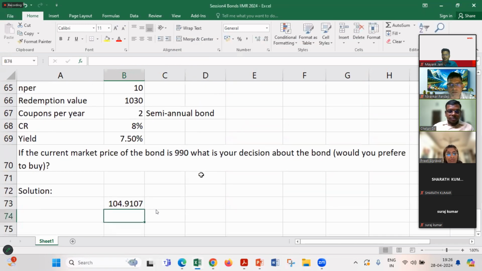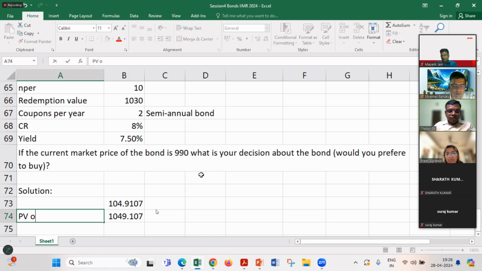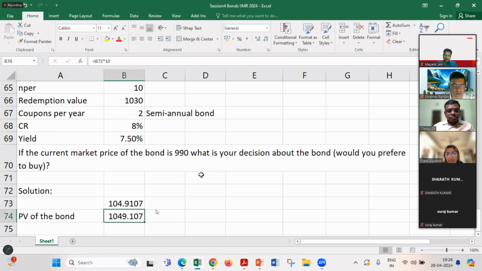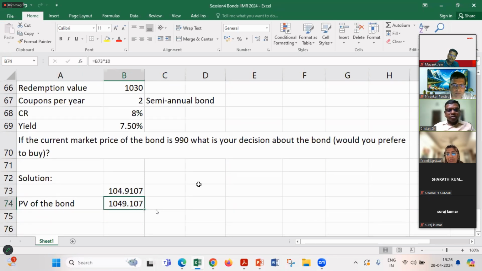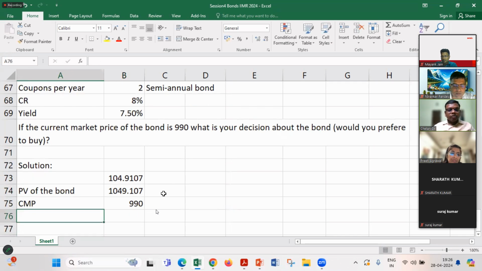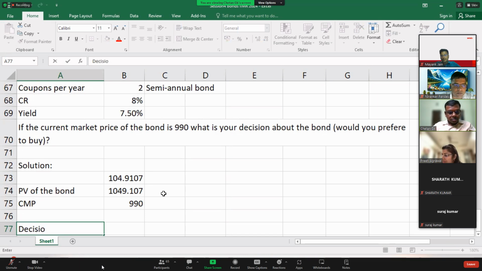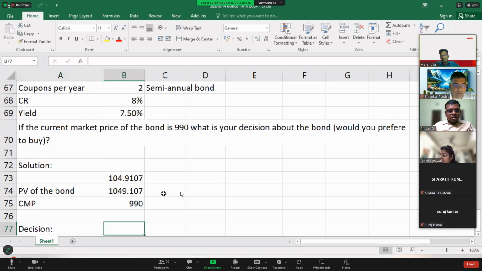So I got this. Now I should be multiplying this with 10. And this is the present value of the bond, or the intrinsic value of the bond. This I should be comparing with the current market price, the CMP, which is 990. So can you tell me what is the decision? Buy. Okay, so we can actually buy this bond.